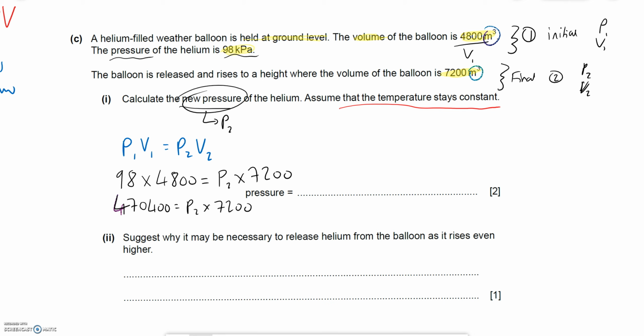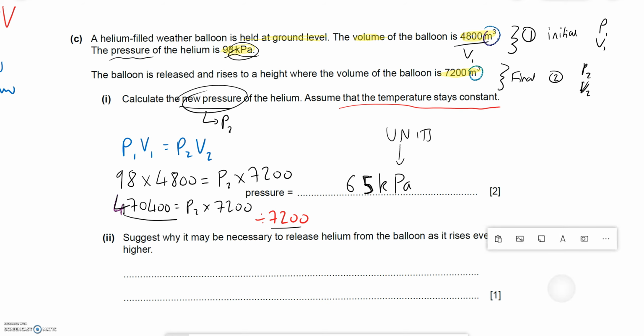Now I need to rearrange this equation. I need to get P2 by itself. Well, the way you do that is remove the times 7,200 by dividing both sides by that. So if I divide this number here by 7,200, I get 65.3. Given all the numbers in the question are given to 2 sig figs, I'm going to give my answer to 2 sig figs, but we need units. Don't forget the units. Well, I look back, see what units the pressure was in there, and this is just the same, so it's kilopascals.